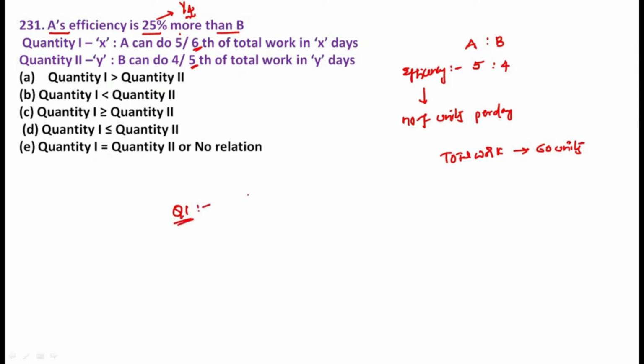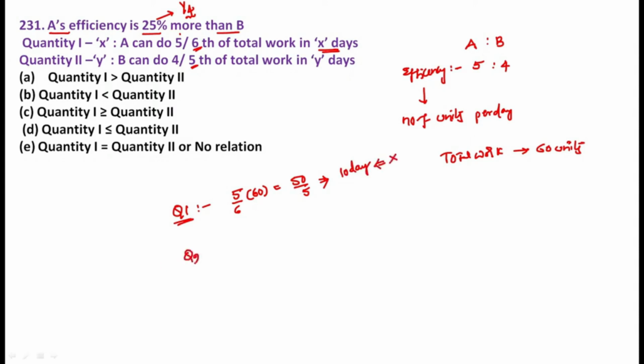So A can do 5 by 6 of the total work in X days. First of all, 5 by 6 of total work is equal to 50. Now you already know that A's efficiency is 5 units per day. So A can complete 50 units of work in 10 days. Now you can get the value of X as 10.